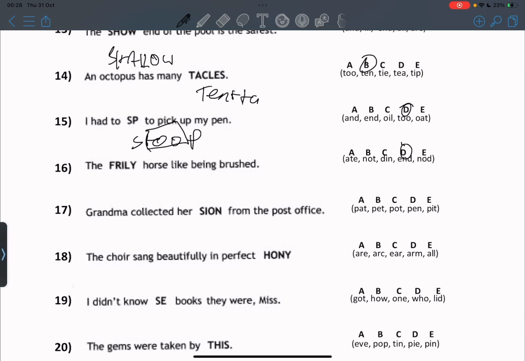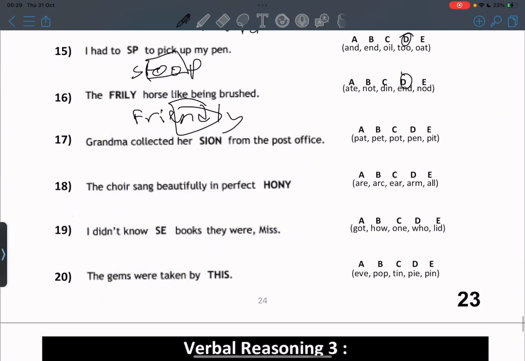Question 16, it'll be friendly. So friend goes right here. For question 17, it will be pension. For question 18, it'll be harmony. So arm is right here.